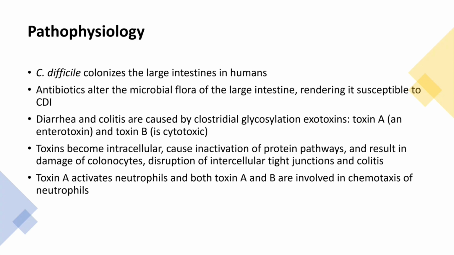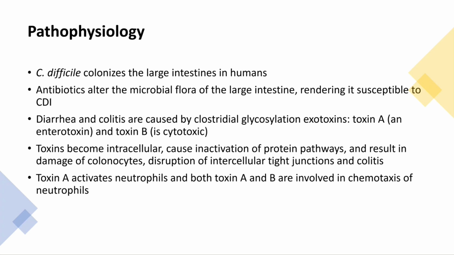diff. And then diarrhea and colitis, they're caused by Clostridial glycosylation exotoxins, toxin A, which is an enterotoxin, and toxin B. And what those toxins actually do is they become intracellular in the cells of the colon, and they can inactivate certain protein pathways. They can damage the colon cells themselves, and they can also disrupt intracellular tight junctions, and that's how it causes colitis. So that's the actual mechanism of what the toxin does in the colon itself.